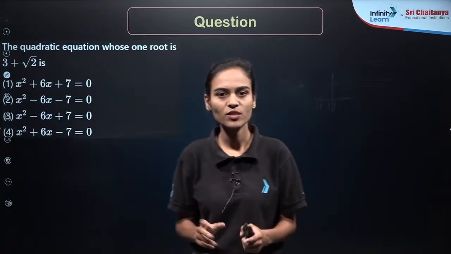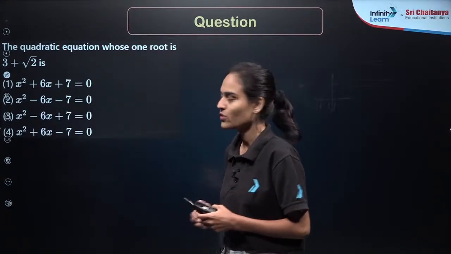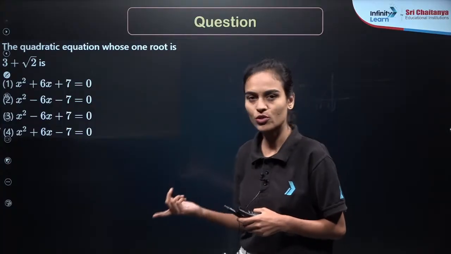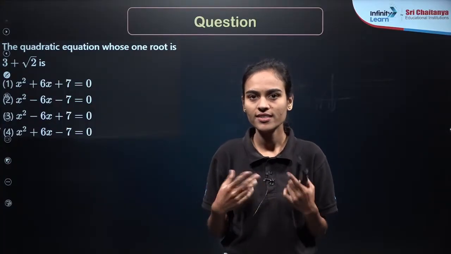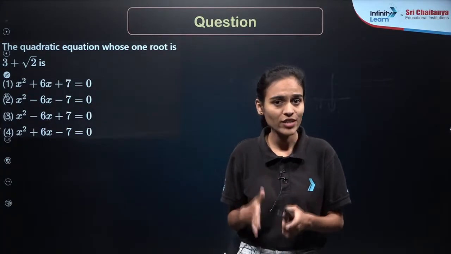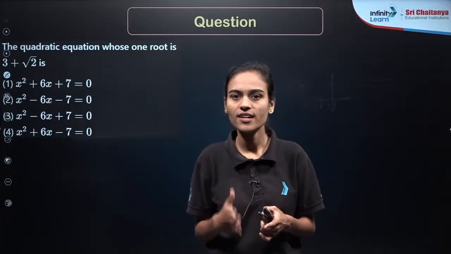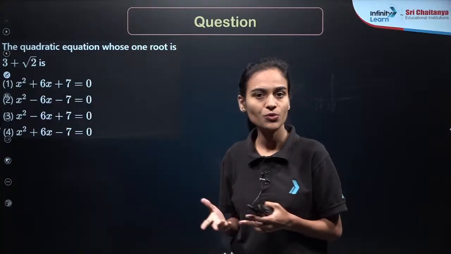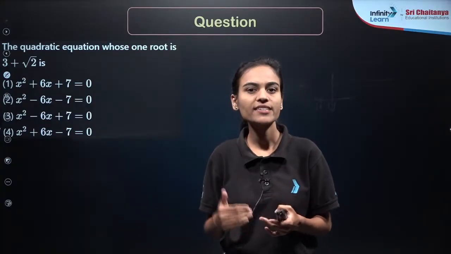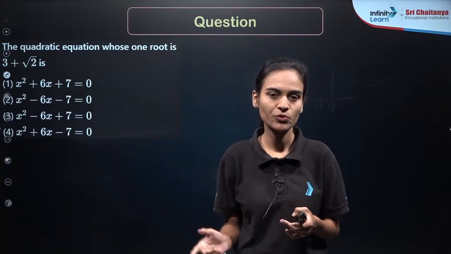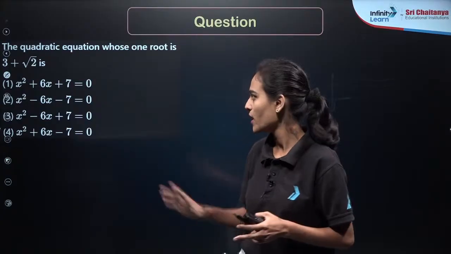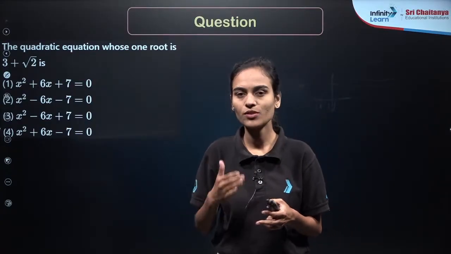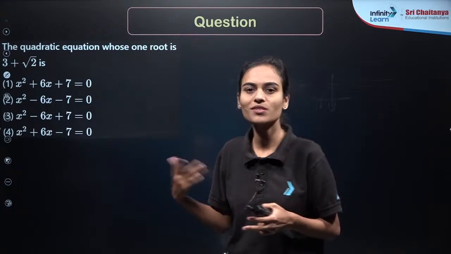So first let us solve some questions. In the first question you have the quadratic equation whose one root is 3 plus root 2. We have already discussed that whenever you have irrational roots, they will always occur in conjugate pairs. So whenever you have 3 plus root 2 as one root, definitely the second root will be 3 minus root 2.